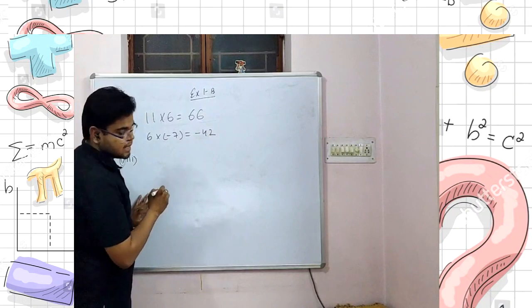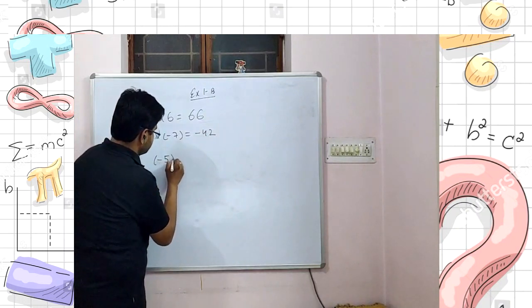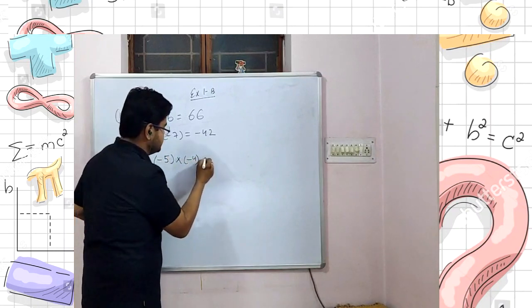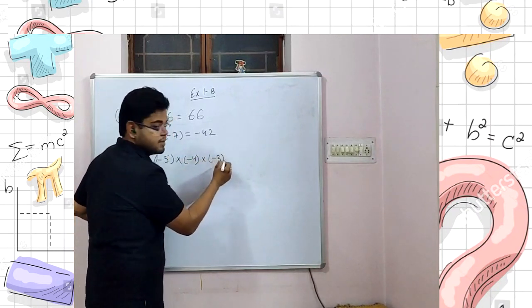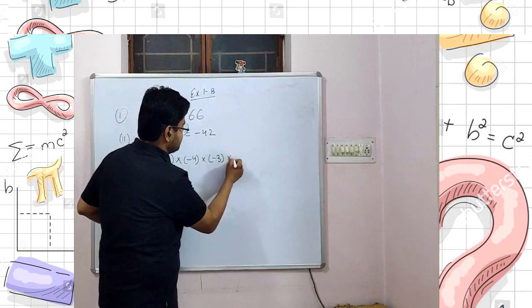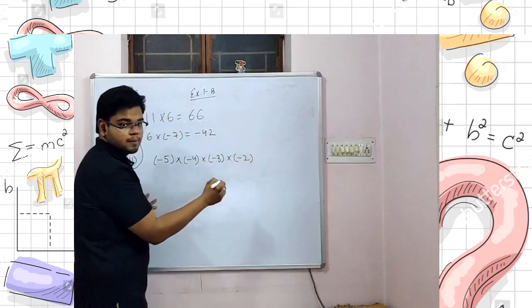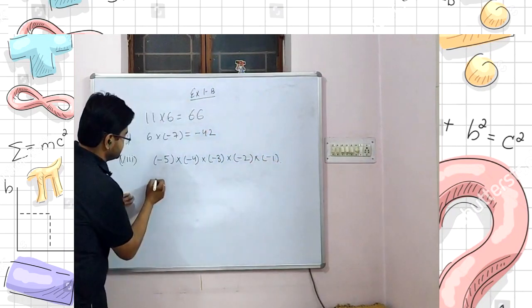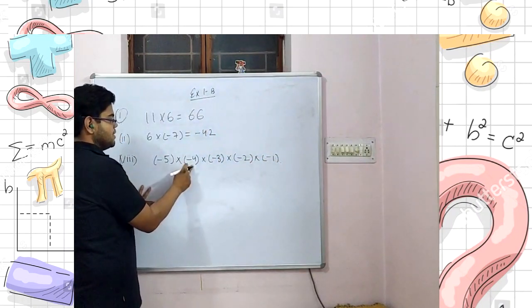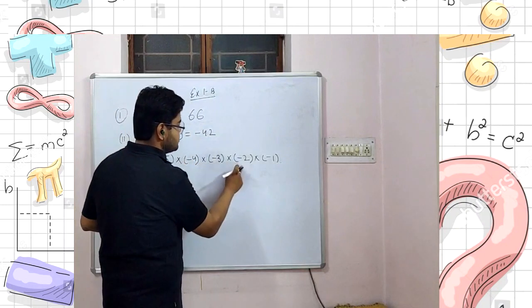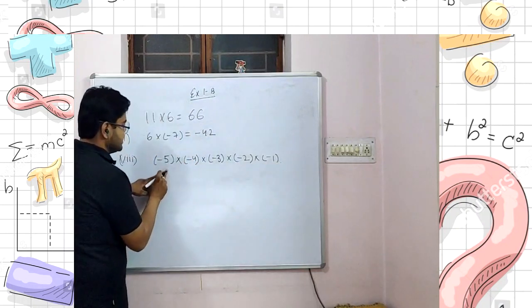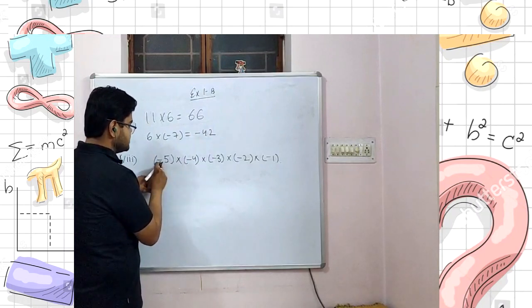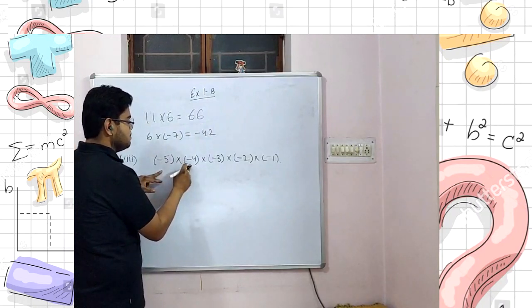The question is minus 5 multiplied by minus 4 into minus 3 into minus 2 into minus 1. So children, we will start from here. Minus 5 into minus 4 is 20. 5 4s are 20. But this minus minus sign will become positive.